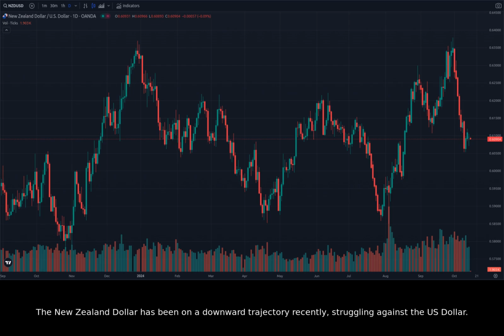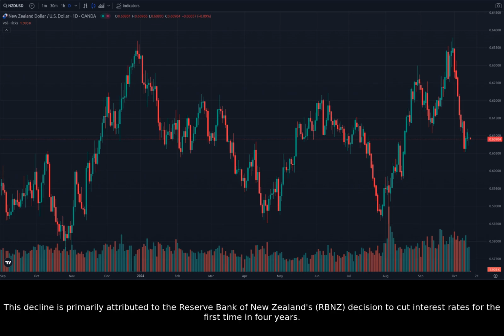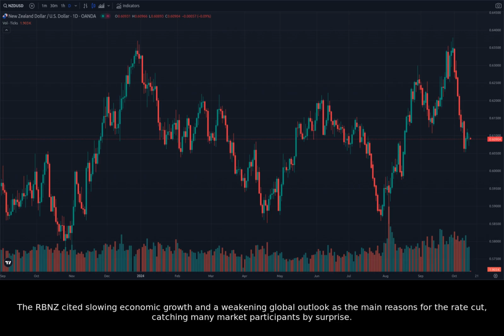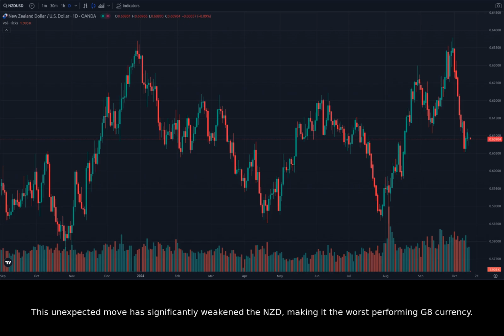The New Zealand dollar has been on a downward trajectory recently, struggling against the US dollar. This decline is primarily attributed to the Reserve Bank of New Zealand's, RBNZ, decision to cut interest rates for the first time in 4 years. The RBNZ cited slowing economic growth and a weakening global outlook as the main reasons for the rate cut, catching many market participants by surprise. This unexpected move has significantly weakened the NZD, making it the worst-performing G8 currency.